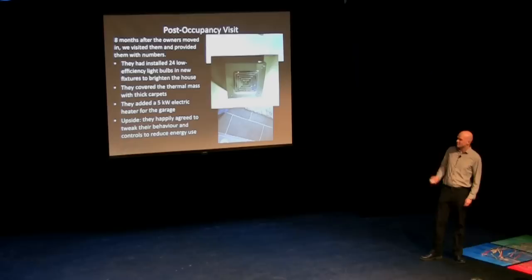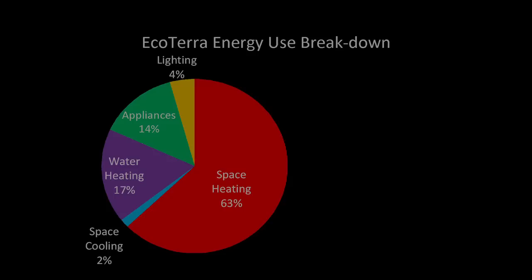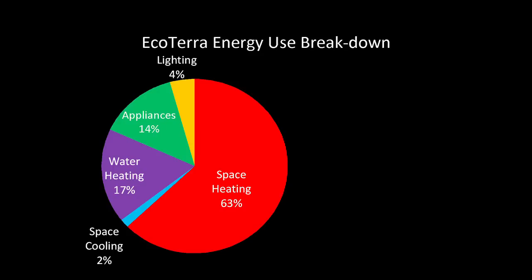So this experience was actually very positive because it wasn't that they were intentionally trying to use more energy than the house was intended to use. It's just that they didn't know that these things were having a fairly significant impact. And so to bring things back into the big picture, if this is what your average Canadian house looks like, of a similar size to the Ecoterra house, things look very different in the Ecoterra house.